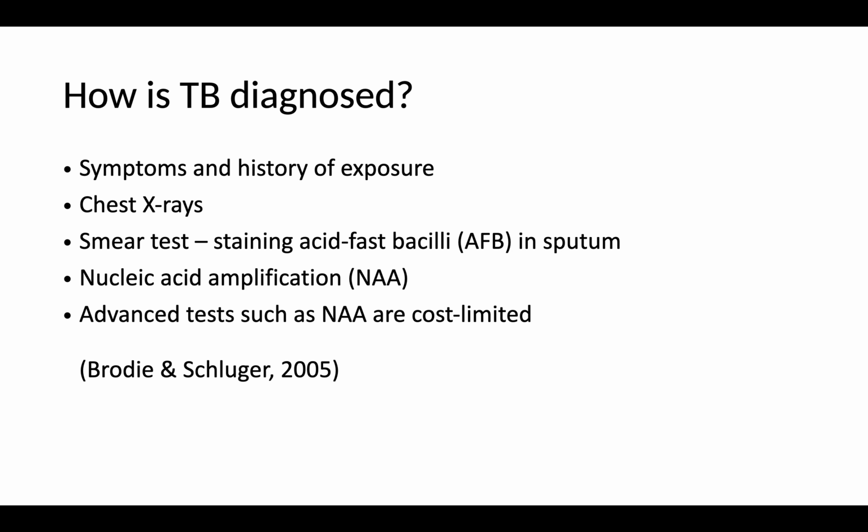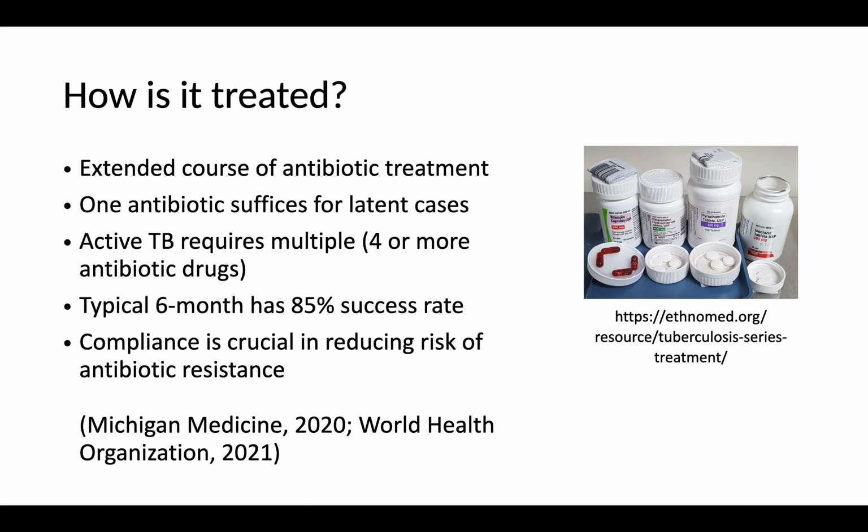If there is suspicion of tuberculosis, a smear test can be done, in which the sputum of the patient is tested by staining it for acid-fast bacilli. Other tests, such as nucleic acid amplification, can also be done. However, the more advanced tests, such as the nucleic acid amplification, are cost-limited and will therefore be very inaccessible in low-income populations.